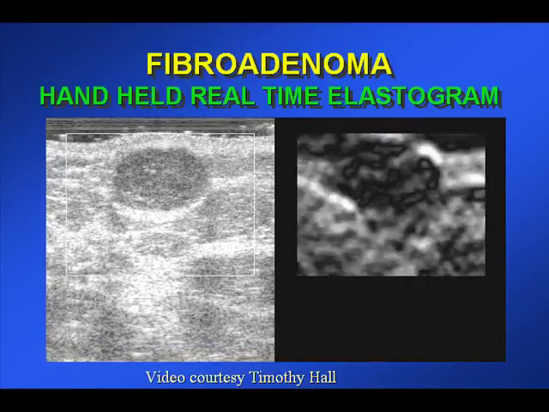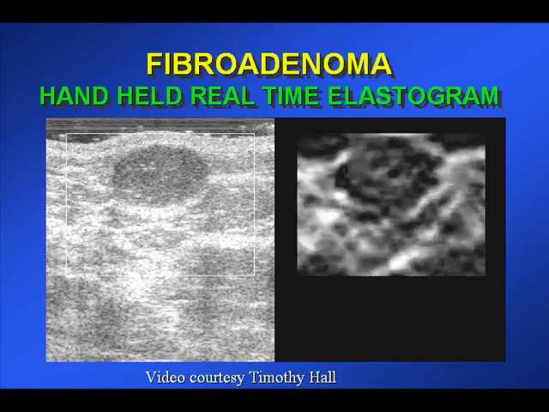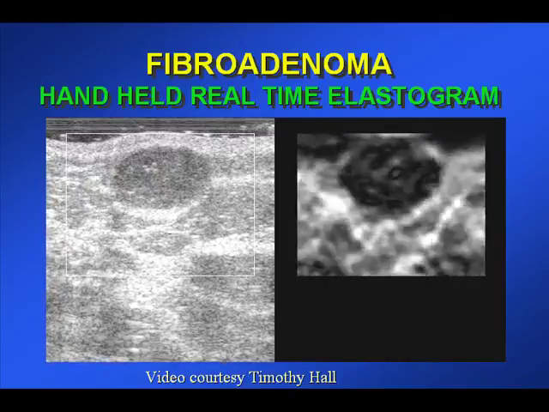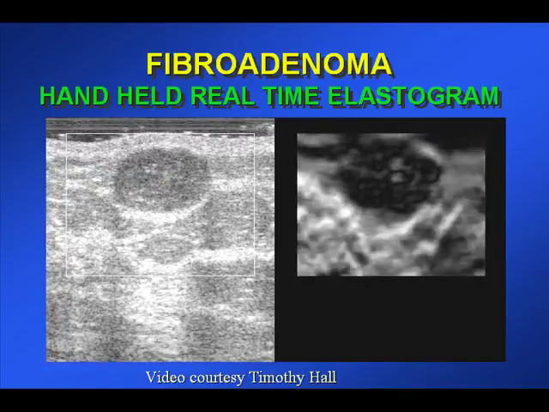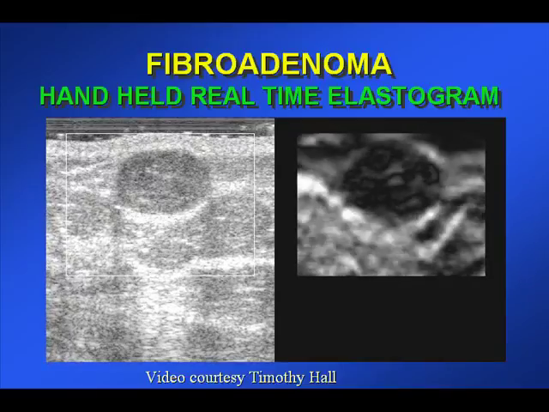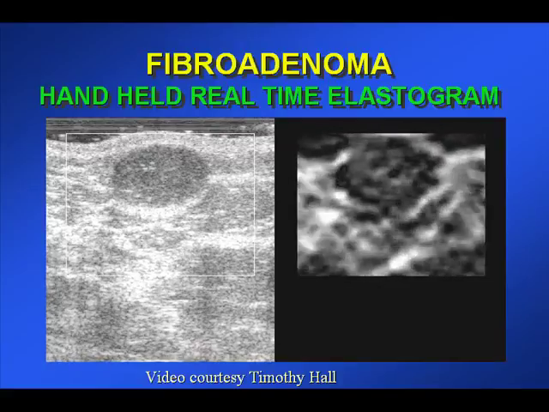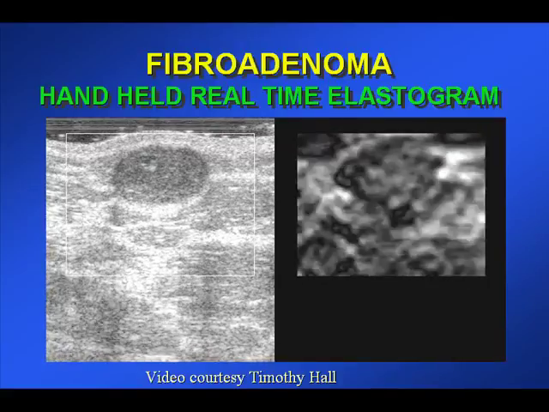This is an example of a real-time elastogram performed handheld courtesy of Tim Hall. And you can see the lesion being compressed very, very gently on the sonogram on the left-hand side and the elastogram resulting from this compression on the right-hand side. This is a benign fibroadenoma.